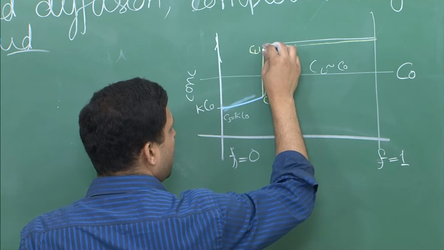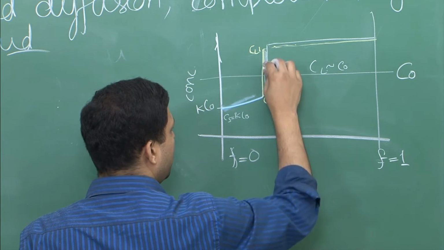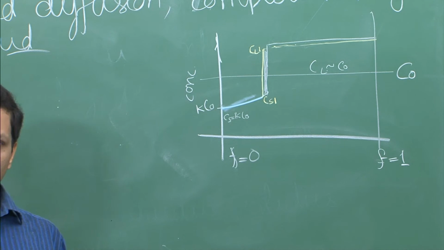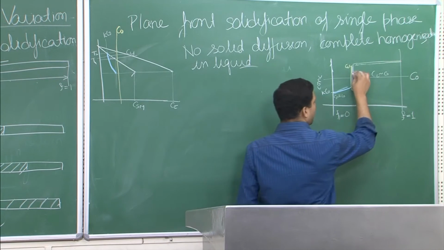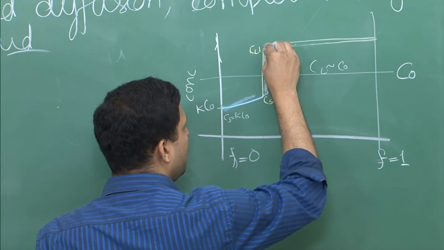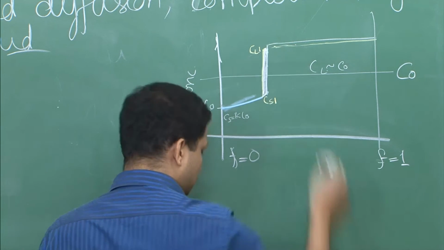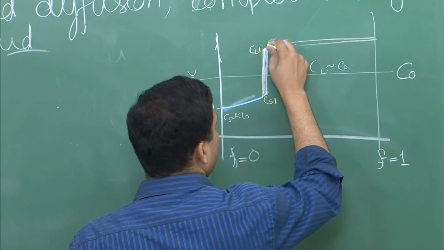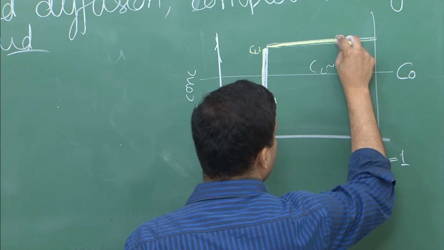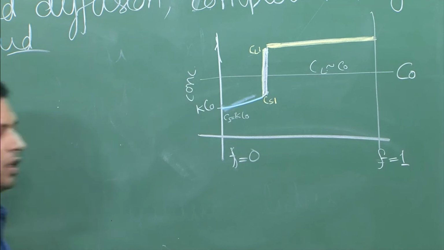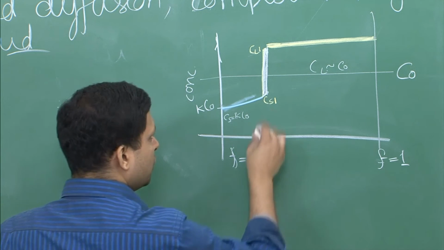So this is the new layer of solid that has formed, which has concentration higher than what the original layer had, but still it is lower than C0. So some amount of solute is getting rejected. And this is the increase in the concentration of the solute in the liquid. Now if we equate these two, we will be in a position to get a relation of solute concentration as a function of distance. So what is this?